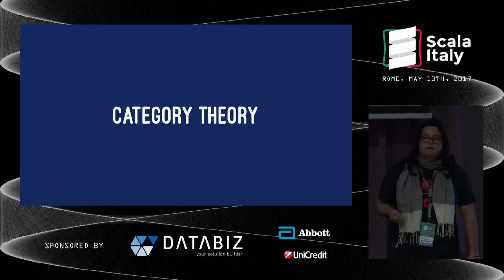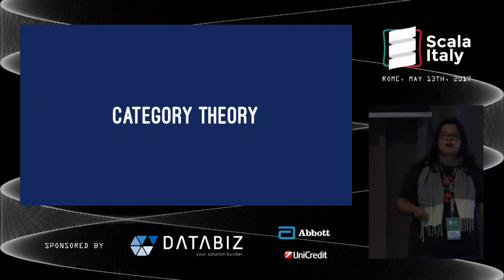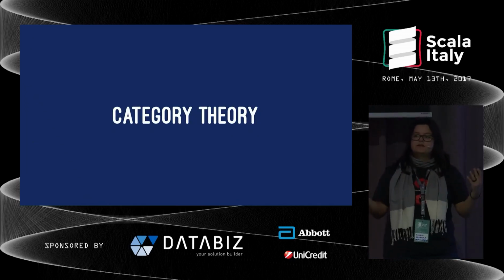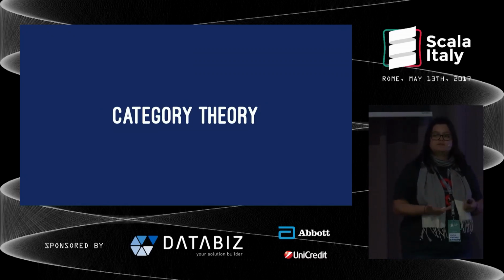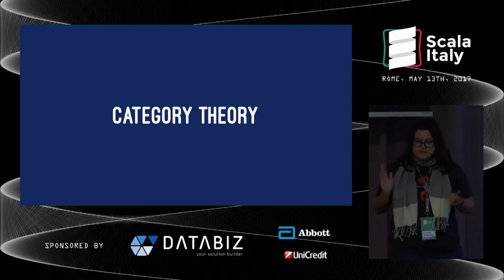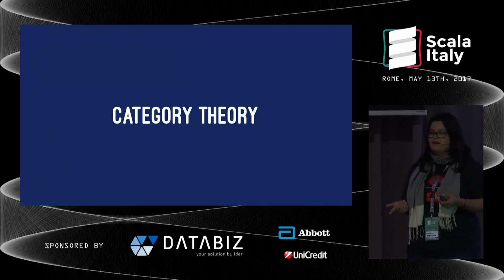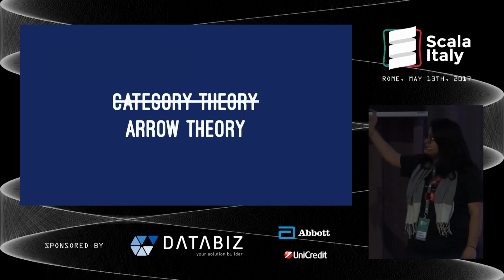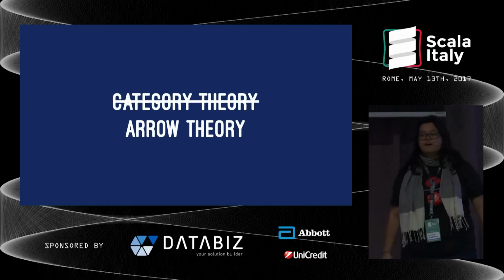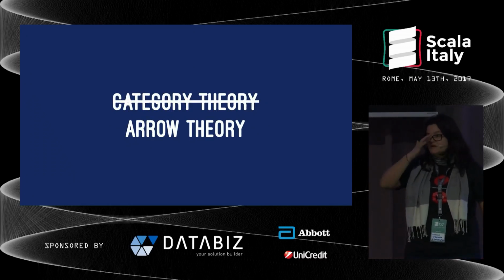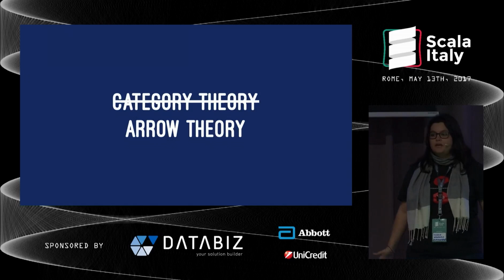So why category theory? Category theory is exactly that. It studies how to compose things that are completely abstract. For me, the name was a little bit scary at the beginning, because category, what the hell is that? So I'm going to change the name. I'm going to call it arrow theory. We are going to see in a second what a category is.